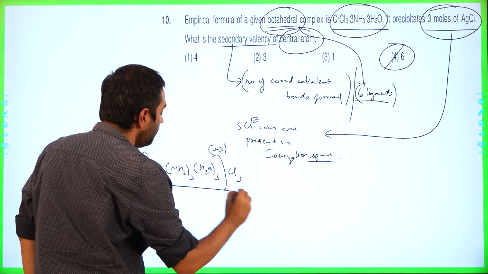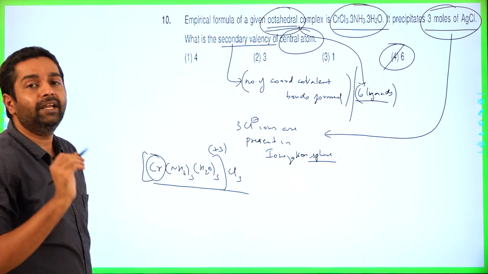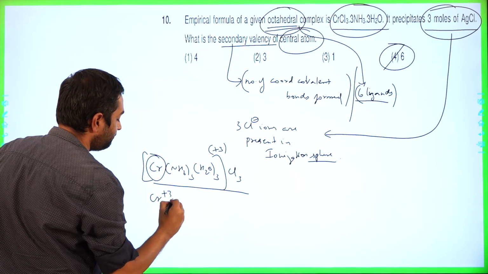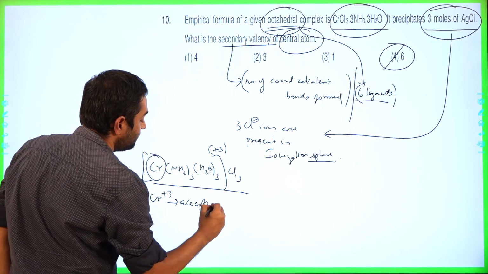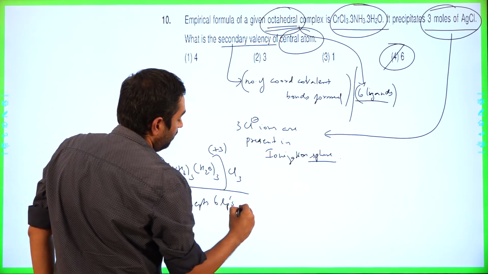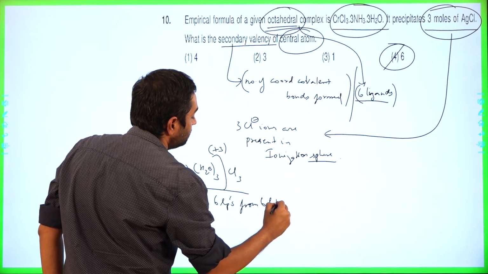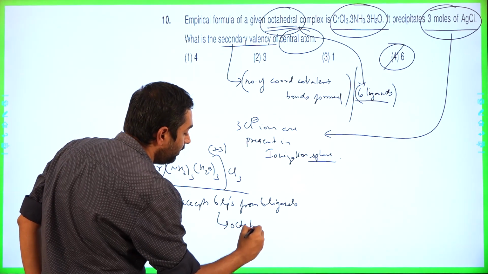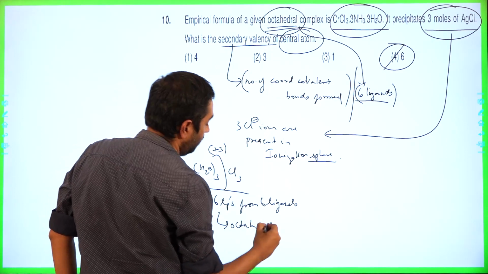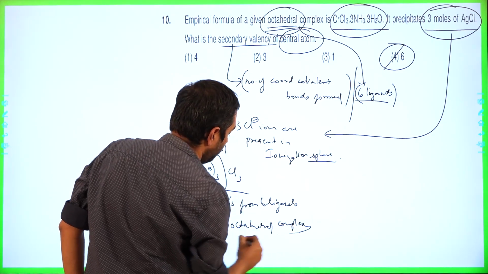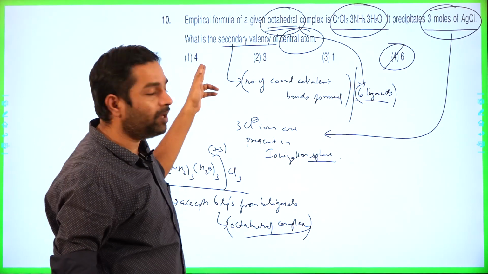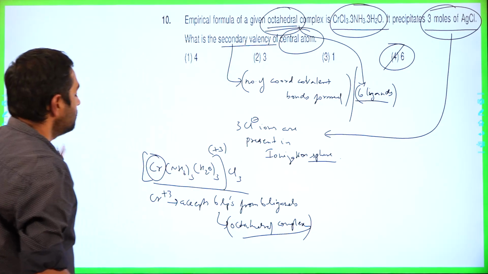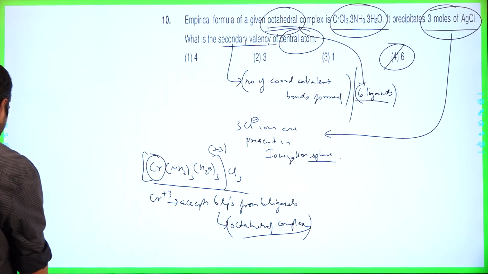Why? Because the chromium in the center is going to be accepting 6 lone pairs from 6 liganding molecules. So this chromium plus 3 accepts 6 lone pairs from 6 ligands, and that is why it is going to result in an octahedral structure or octahedral complex. If it was only accepting say 4, it would end up becoming tetrahedral, or it might be square planar. 3 and 1 obviously is not going to be possible in this case. So, this is going to be your 10th question. Let us get to the next one.